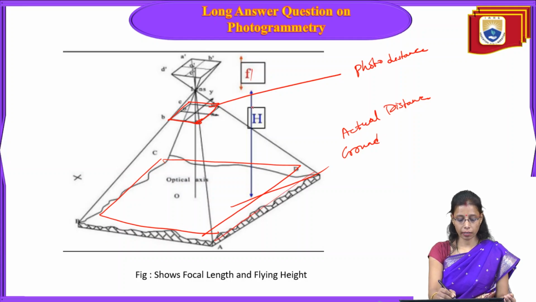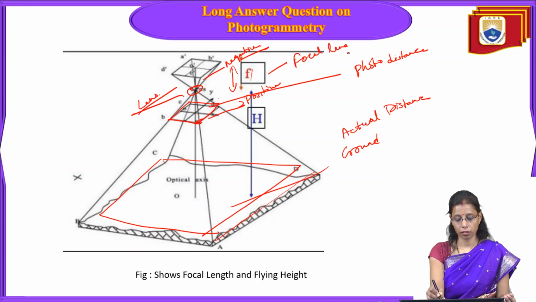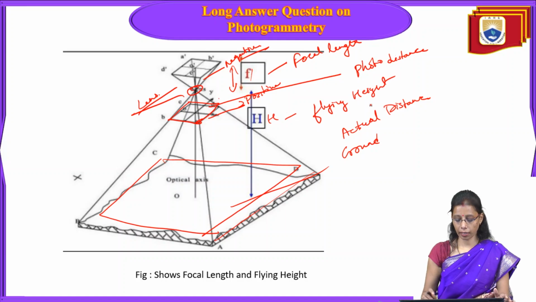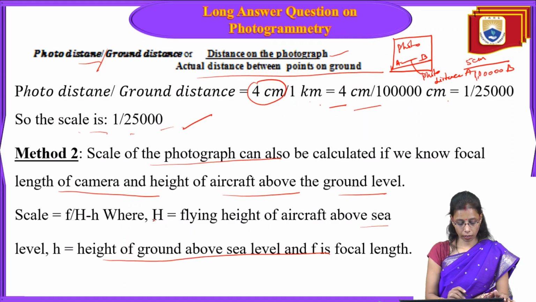So it will show the focal length. If the lens is here, this is the lens, right? So this is positive, this is negative. Now the distance between this positive and negative is called the focal length. And H is the flying height. So this is the flying height. So this is how the scale is calculated in the second method. That is, scale is equal to f by H minus h.